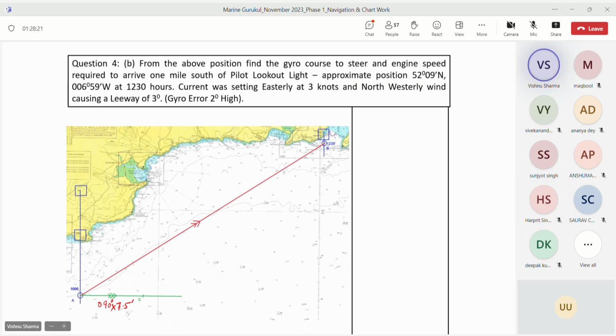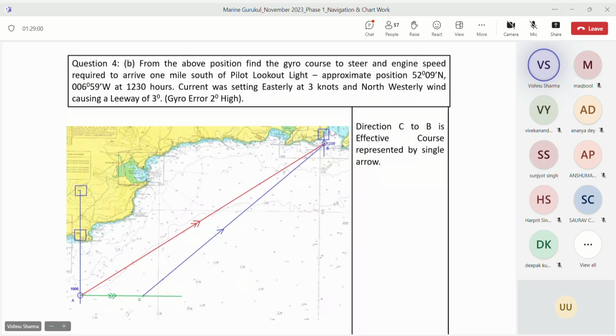Now please pause. Don't rush with the answer. Take a pause and tell me, if I join CB, then CB represents what? Leeway track, sir. Effective course or leeway track, correct? Yes, sir. Why, sir, is it not CTS? Because wind is not yet counteracted. Yes or no? Yes, sir. So I join CB and that becomes the effective course. You can see, that represents the effective course.